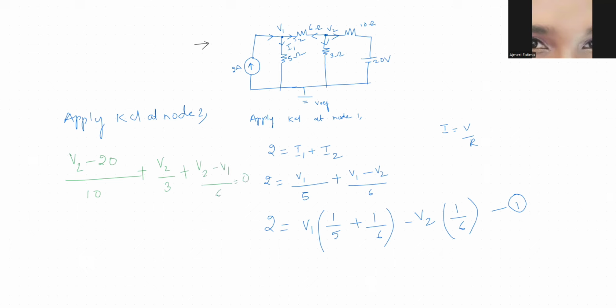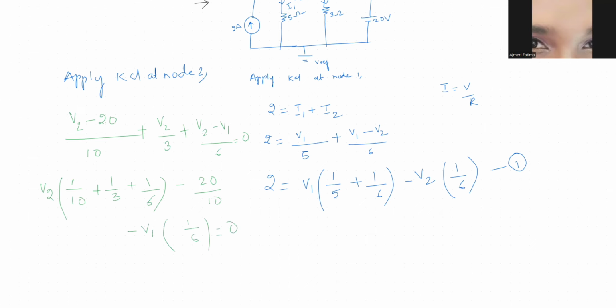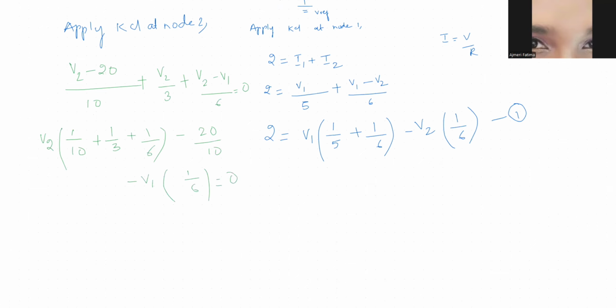Okay, if you take V2 common, what will you get? You will get 1 by 10, 1 by 3, 1 by 6, and this will be minus 20 by 10. I'm just splitting it. If you take V1 common, minus V1, you will get 1 by 6, is equal to 0. So using the calculator, you go to mode, equation, and 5, and you press 1.